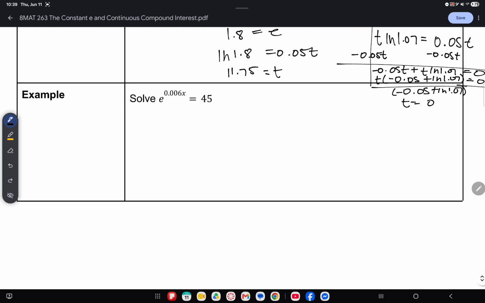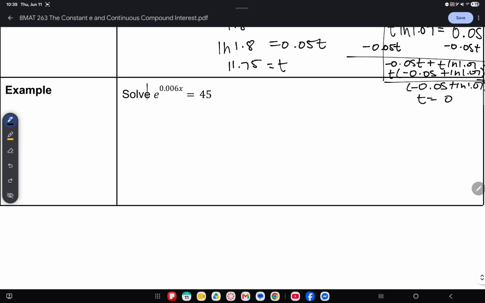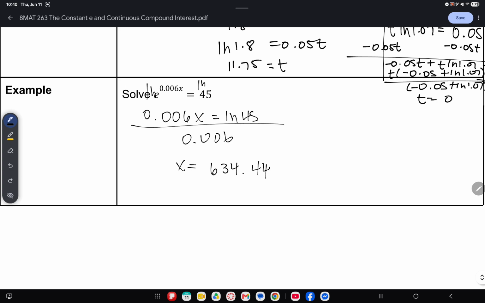So let's solve this next one here. I guess it's the last one here as well. So we can take the natural log of both sides. Natural log of e is 1. Bring out that exponent. Divide both sides by that 0.006. Natural log of 45 divided by 0.006 is 634.44. Didn't say what decimal to round to, so 2 is good.